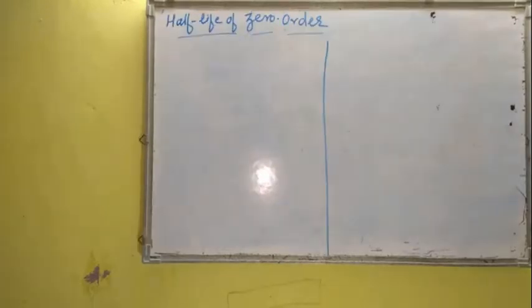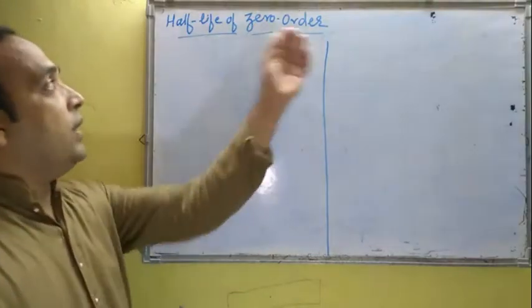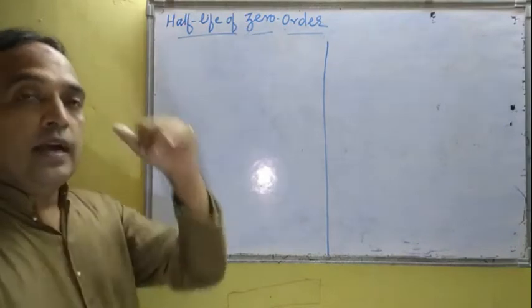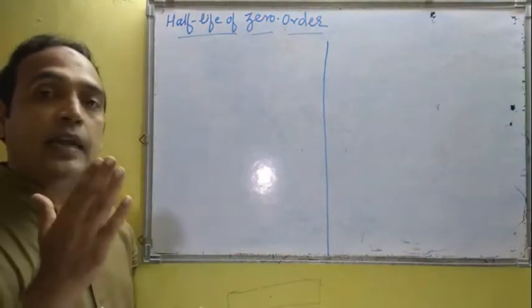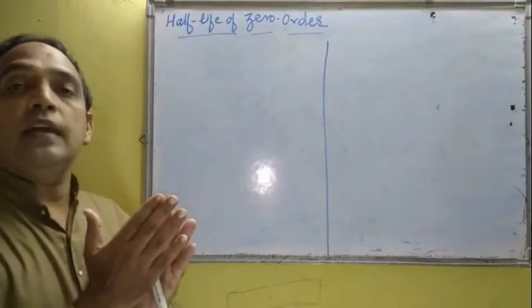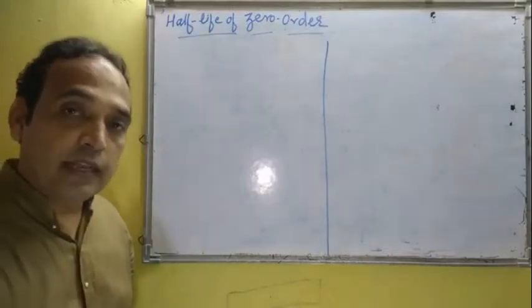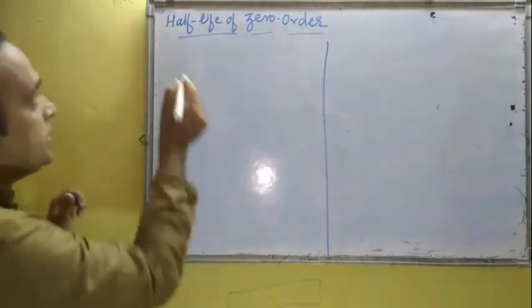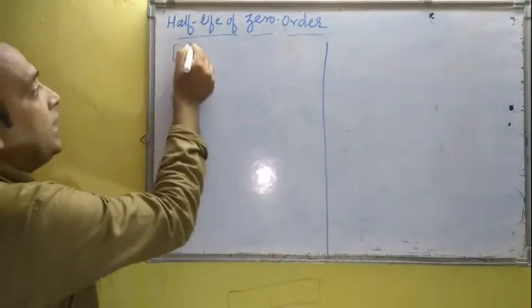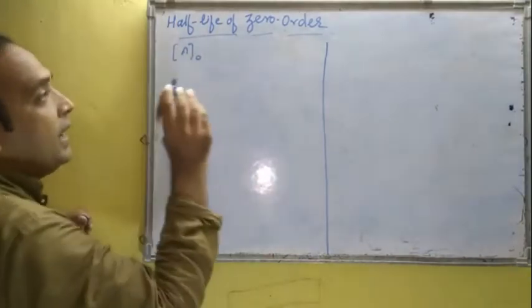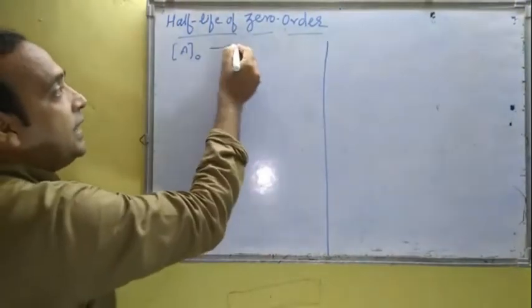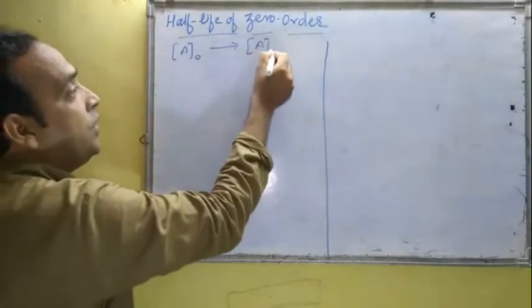Now, student, our next point is half-life of zero order reaction. Now, what is half-life of zero order reaction? What is half-life period, or what is half-life time? So we can say it is the time in which half of the reactant converts into the product. Suppose I am having initially A0. When time becomes t, that A0 will convert into At.